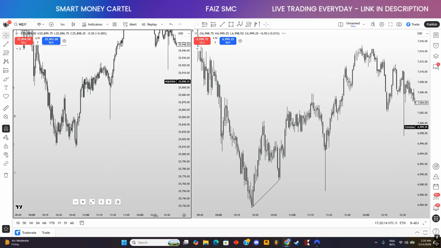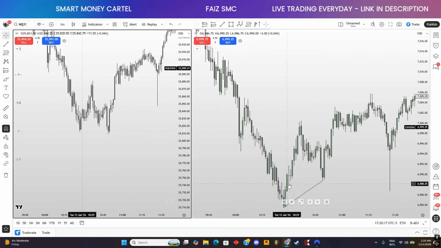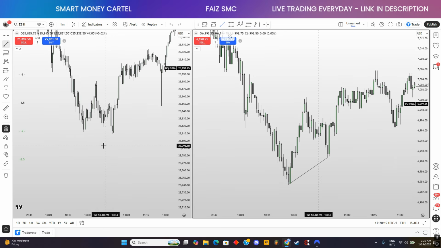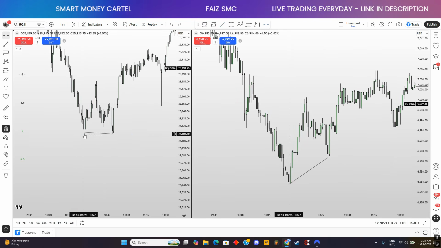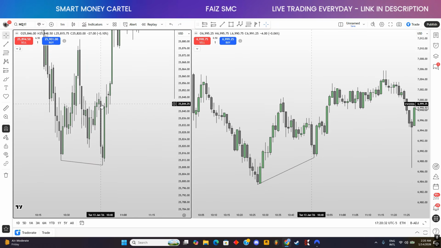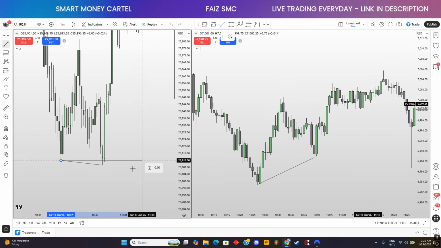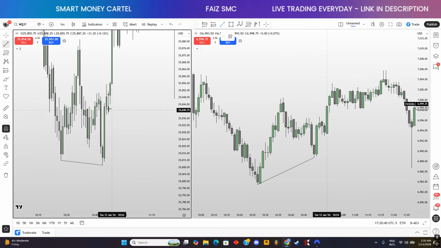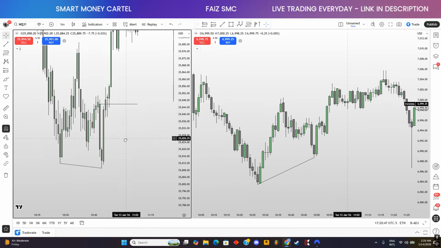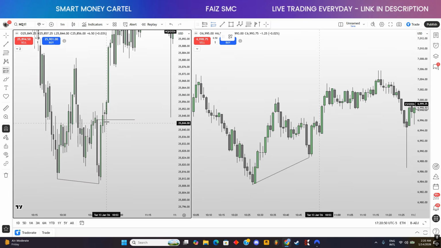So if you guys look here closely, what you can see is that we had SMT. NQ made a lower low, it swept that low, but ES failed to sweep that low. Now, at this point in time, I was just looking for a change in the state of delivery, okay? So these consecutive bearish candles swept liquidity. They swept this low. So what I want to do is wait for price to close above the body of the first candle of these consecutive bearish candles. That is your CISD.